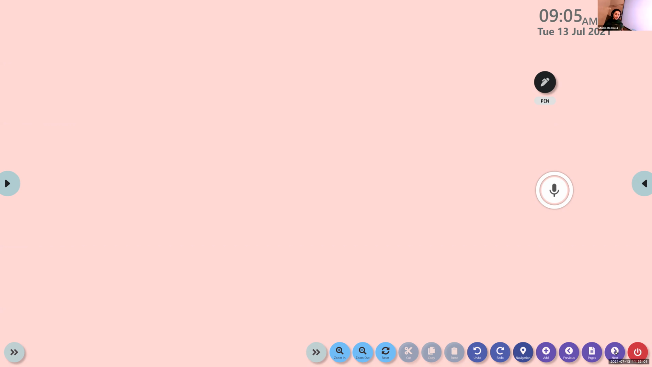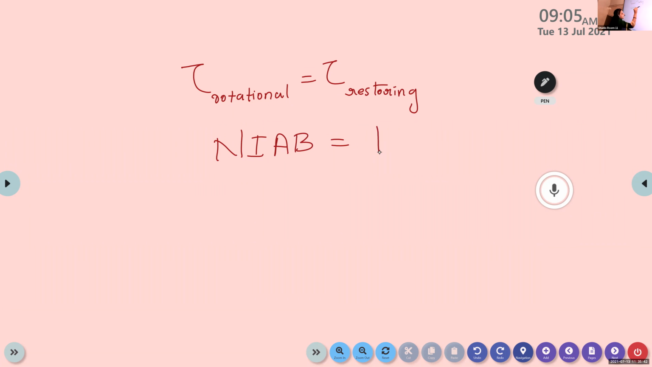These two torques are equal, or they are said to be under balanced condition. So by equating these two equations, we get the two torques. The torque due to rotational motion is equal to the torque due to the restoring force by the spiral spring. The torque due to the rotational motion of this rectangular coil is given by NIAB. NIAB is equal to K into phi.